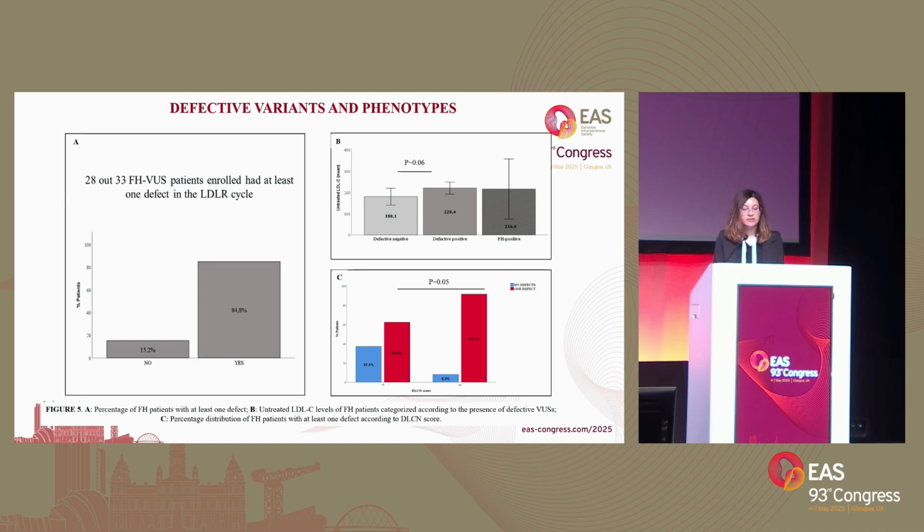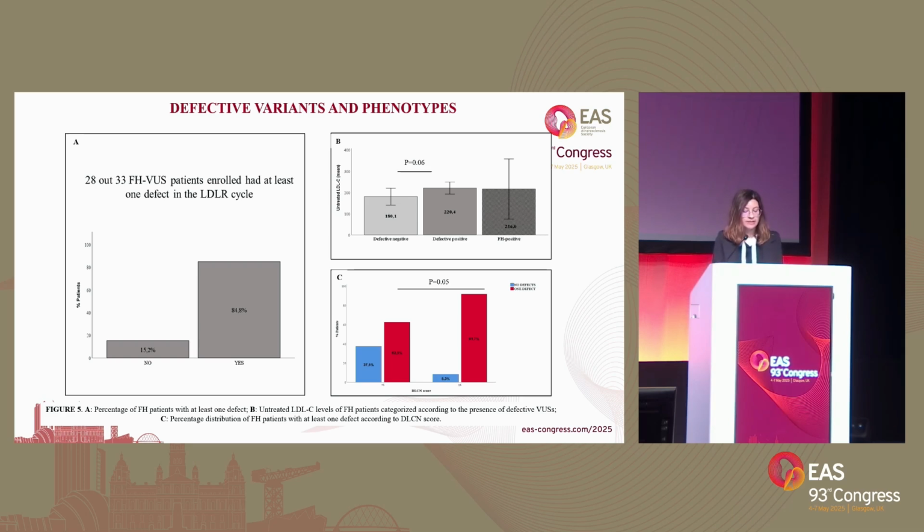Regarding the second aim of this project, the possible association between variants defined as defective after functional study and FH phenotypes, we can see that 28 patients had at least one defect in the LDLR cycle, and in panel B, we can see that their untreated LDL cholesterol levels were slightly higher than patients without defect. And moreover, we can see that these levels were similar to the patients we used as positive control.